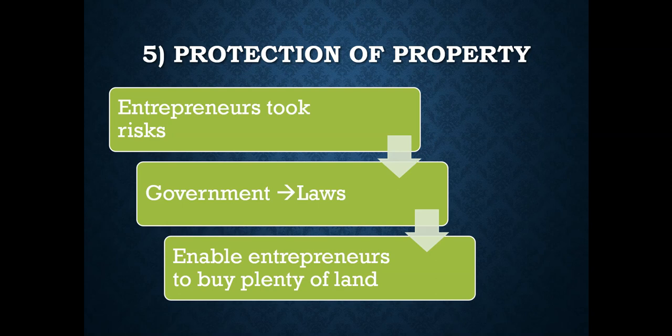So in reality, the protection of property enabled entrepreneurs to buy plenty of land. This land included land in the cities, it included land in the farm fields, and at the end of the day, the entrepreneurs wanted to make money. That's the idea of the Industrial Revolution: get wealthy, generate money for your business.